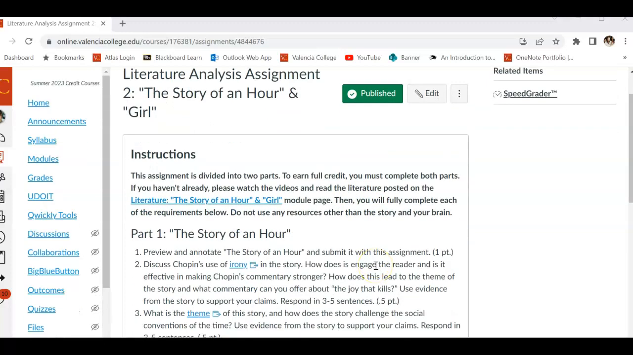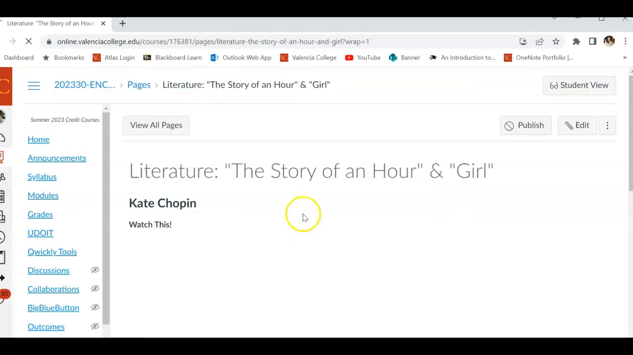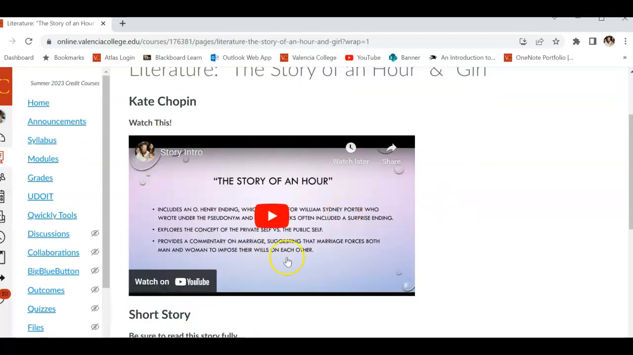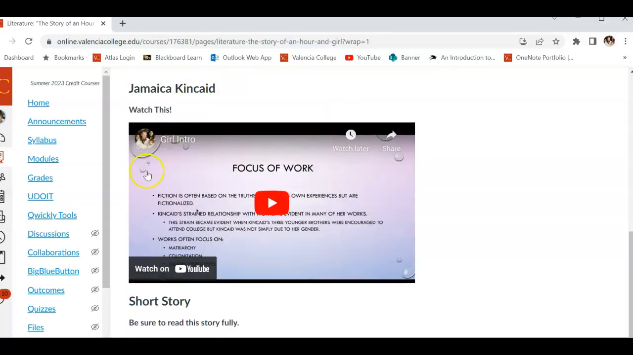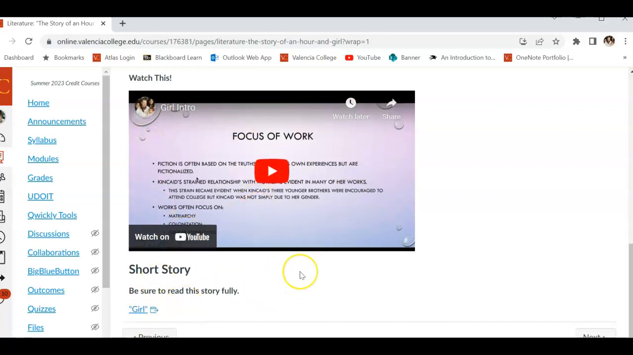For this one, you will read The Story of an Hour and Girl. You can access those stories and information about them by clicking this link. If you go to this module page, you will see an intro about the story and author from me, and then a link to the story. Then you scroll down, and there's one for Jamaica Kincaid's story, Girl, and then you can access the story.